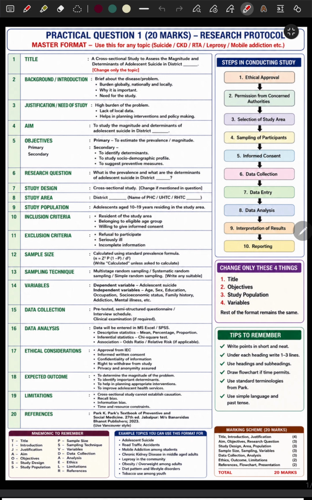So this is a basic idea of a research protocol. Any topic that is given to you, this should be the flow. This is how you have to write it.